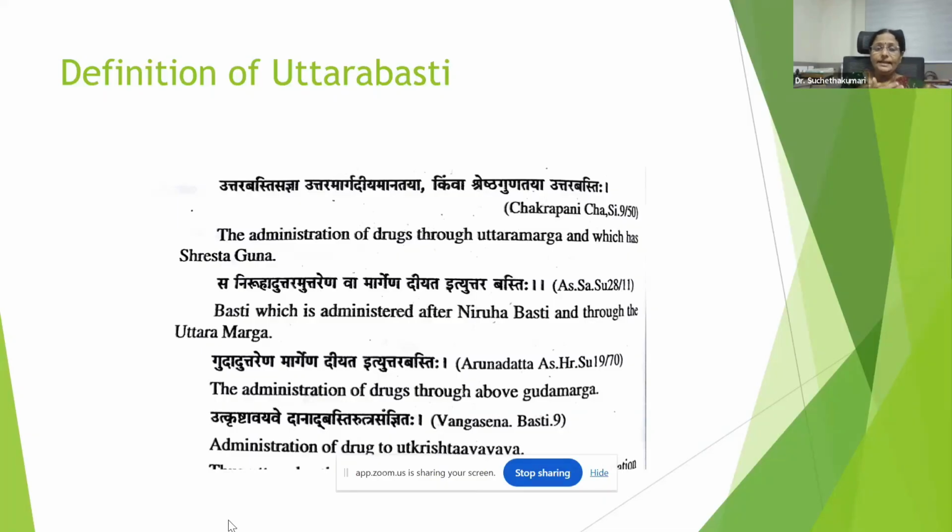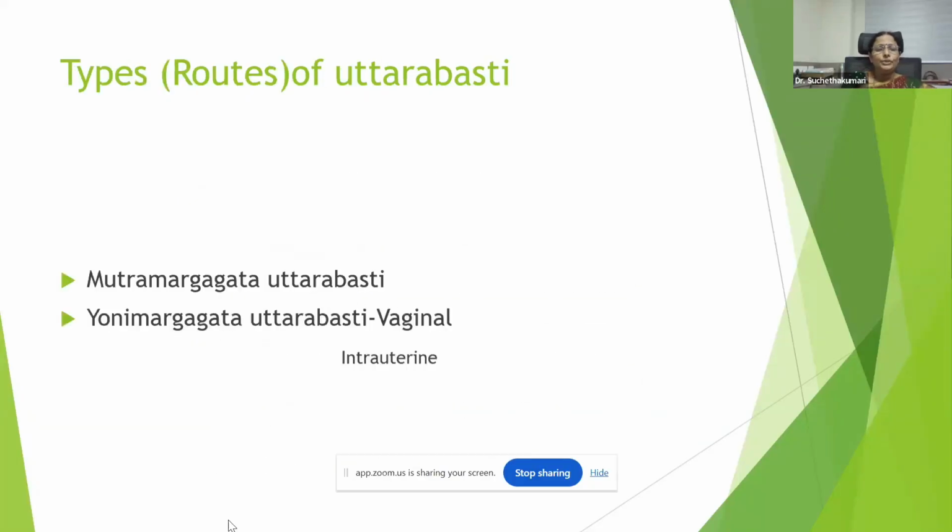And next, it is administered through the Uttara Marga of the routine Basti Marga. The Basti Marga is the anal route, and the reproductive tract is just in front of the anal route. Hence, because of the route of administration, it is called Uttara Basti. And next, it has the best property, the effect is very good. Hence, it is called Uttara Basti.